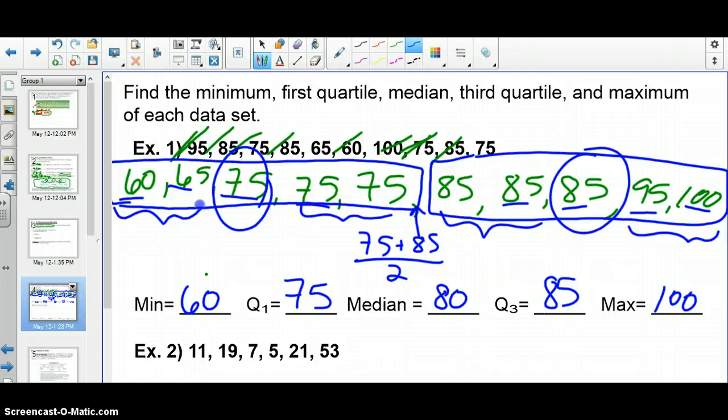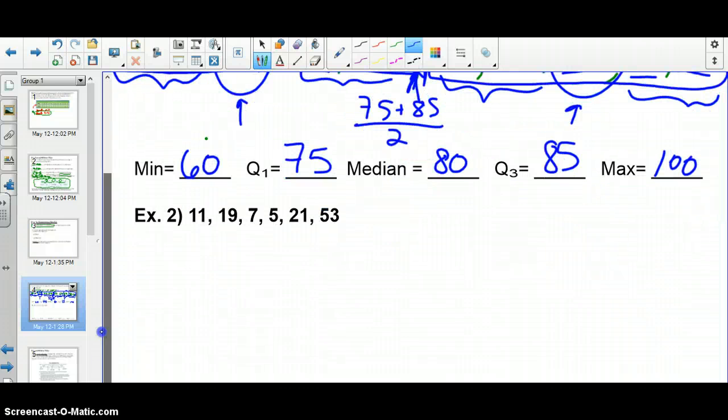So just remember, if there's an even number of data values, and there are here, your median is not actually going to be a data value. It's going to be squished in between two of your middle values. And then your quartile 1 and 3, you will actually have data values for. Okay, let's do the second example, and then we will call it a day.